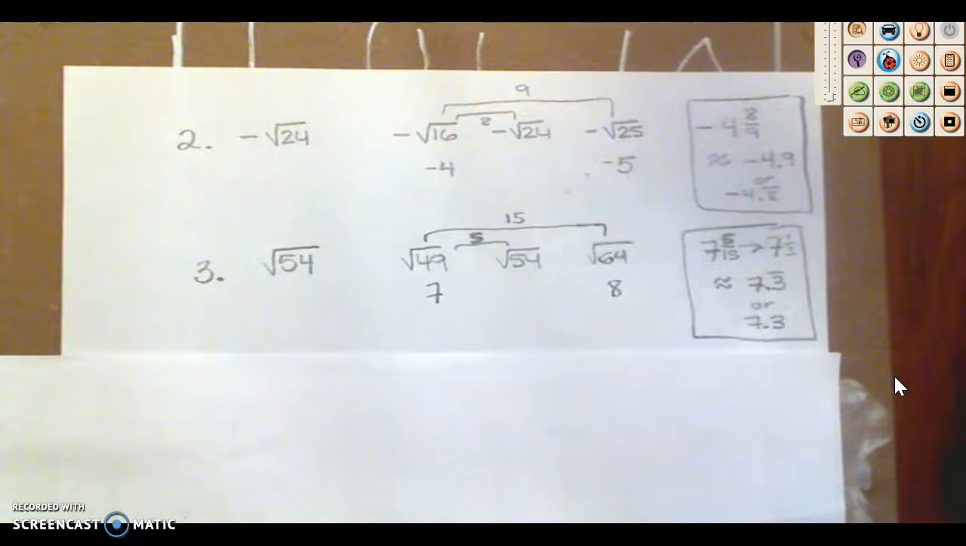So that's how you estimate non-perfect squares to the nearest tenth using the fraction method, and not just a guess and check, using a little bit more precision with the idea of fractions.